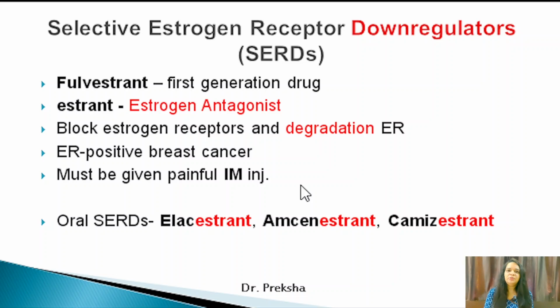Now coming to the newer SERDs, selective estrogen receptor downregulators. The newer SERDs include elacestrant, imlunestrant and camizestrant. These are oral SERDs, so that is their biggest advantage. This drug can be given by oral route and that is its advantage.